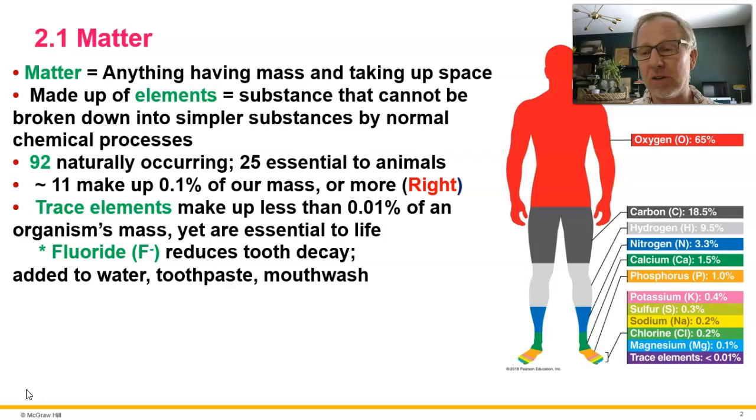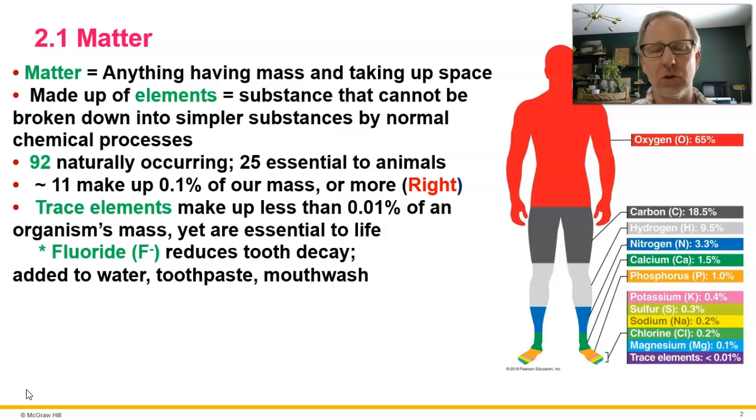So some of them you don't need much at all, but they are critical and essential to life. And those are called trace elements. Anything that makes up less than 0.01% of an organism's mass is a trace element. Fluoride is one example. You have to have fluoride in your body to help prevent tooth decay.